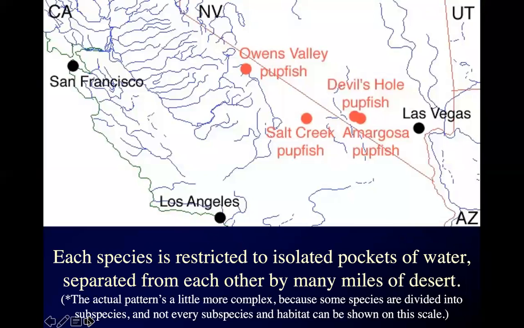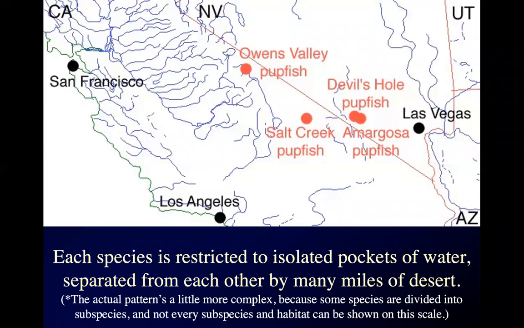Right. There's a map of where all of these locations are. So you can see where Vegas and LA are. The Amargosa pupfish and the Devil's Hole pupfish are both there down at the lower right. They're only separated by a couple of miles. Salt Creek is maybe 100 miles, okay, 160 kilometers away from Devil's Hole pupfish and Amargosa pupfish, and that's solid desert in between.